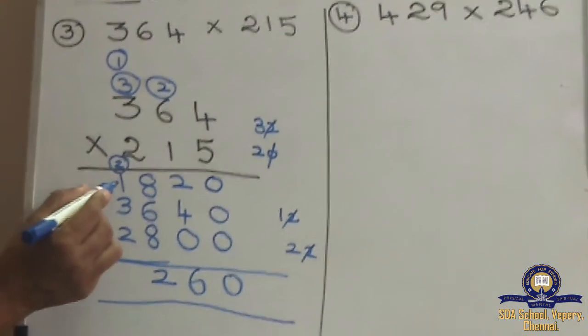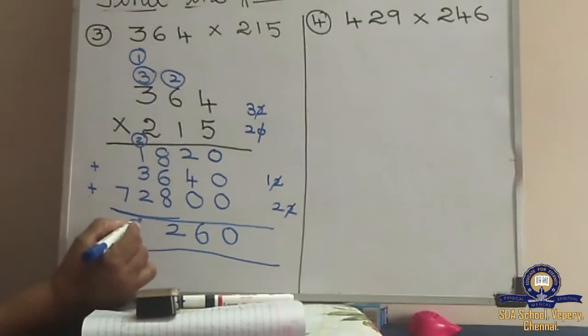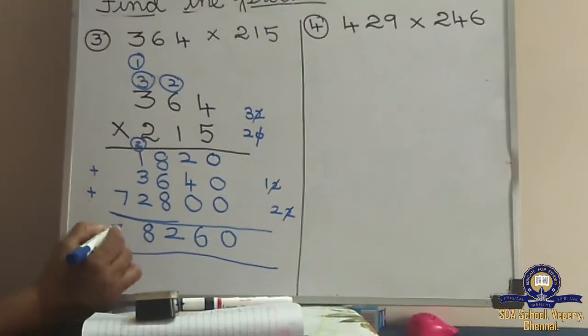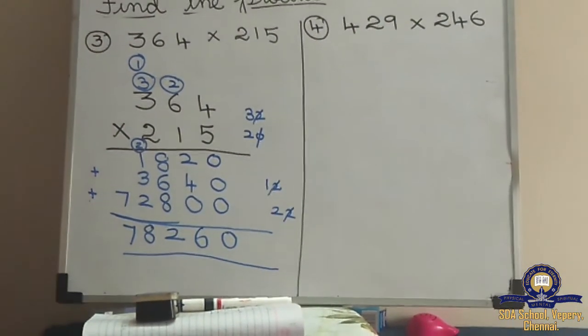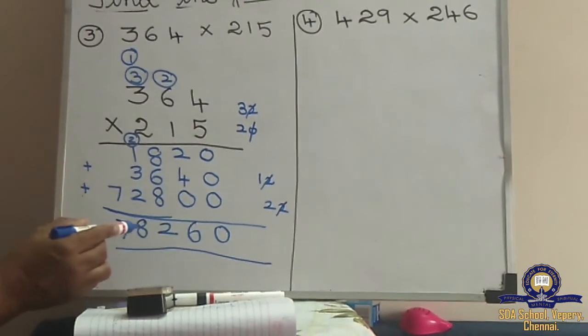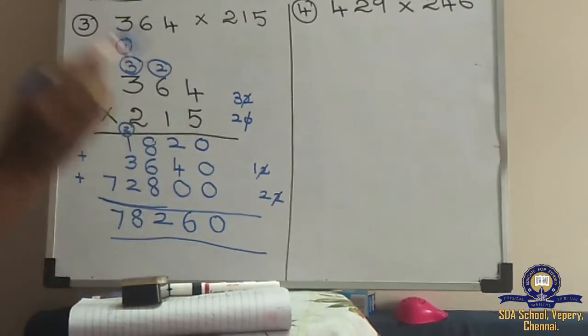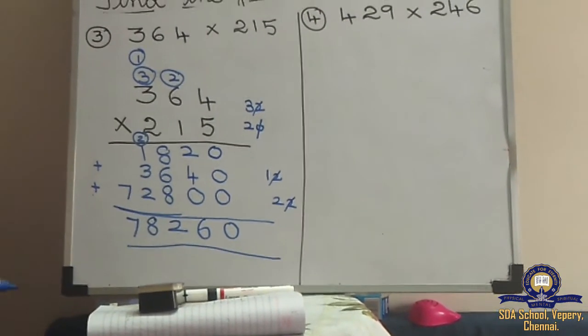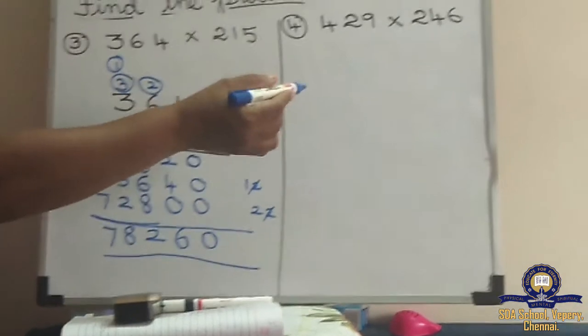Two plus 1, 3. 3 plus 3, 6. 6 plus 2, 8. 7 you have to bring as it is. So what's the answer, children? 78,260. 78,260. Understood, children? Okay, we'll do the fourth sum.